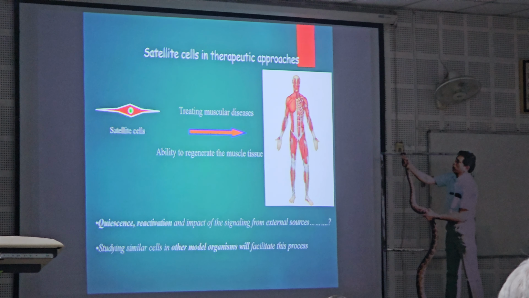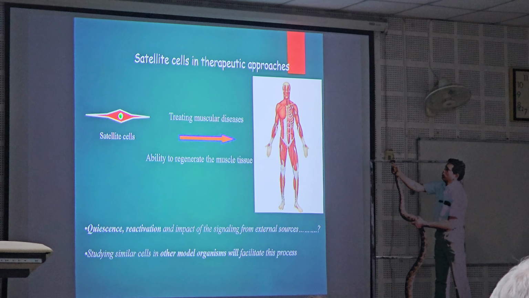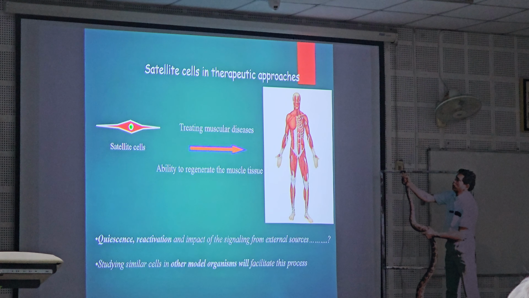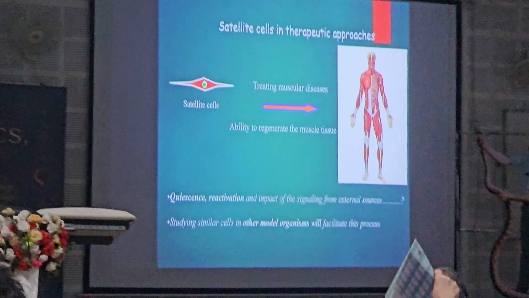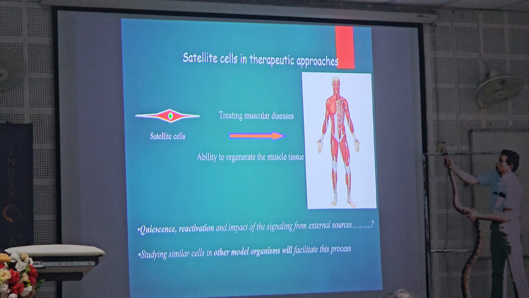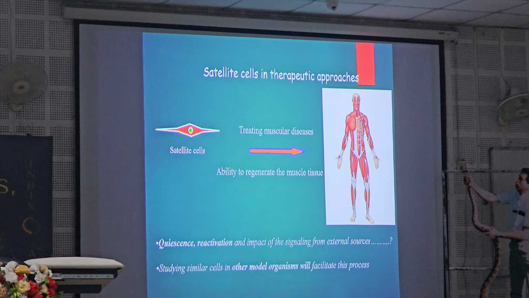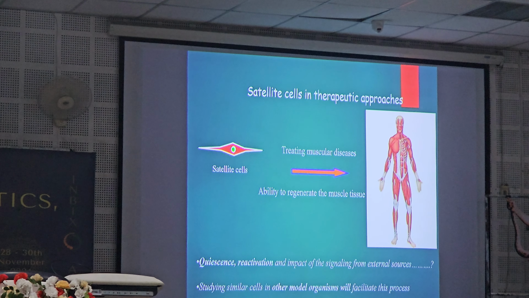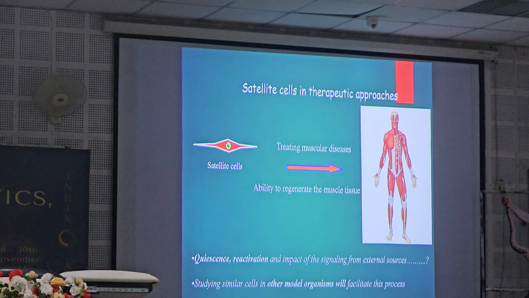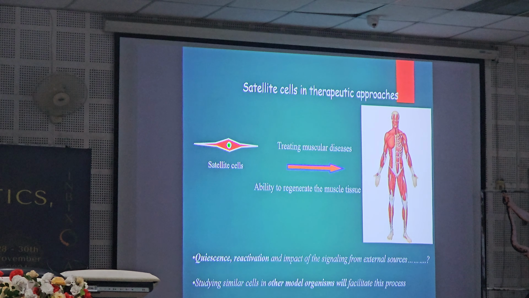Normally, athletes or sportsmen will have injured muscle due to the continuous use of muscles, which leads to activation of satellite cells, and we can also hack into their system to make them useful for diseases like muscular dystrophy, etc. So studying satellite cells in different model organisms is quite important.